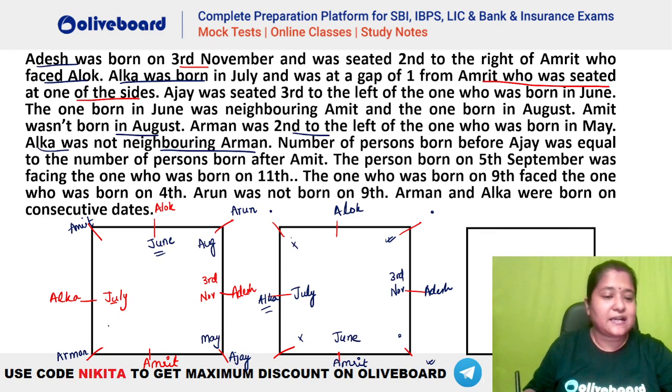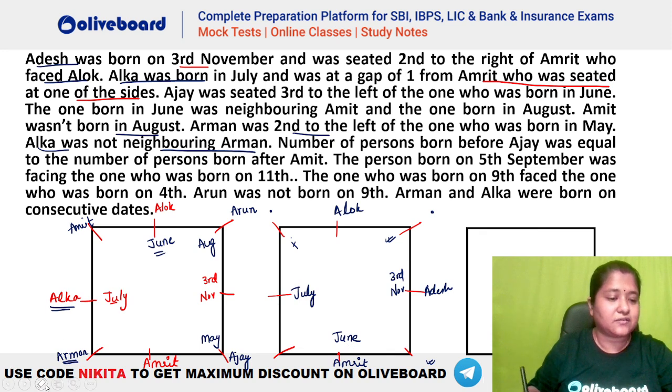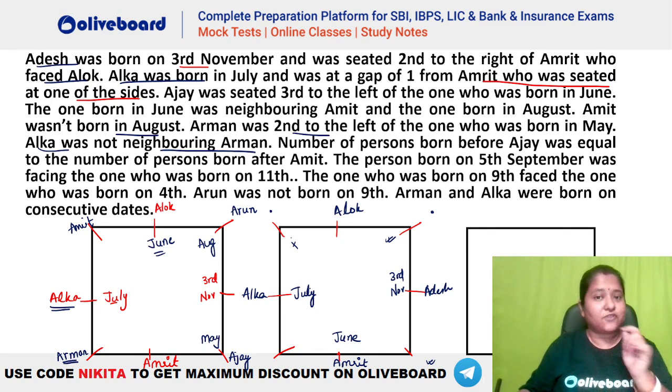Okay. So we had taken June as Alok. That was one possibility. But in that case, you will be getting Alka and Arman as neighbors, which is not a possibility. So the next case that we have missed is this one. That is, we should have your Alka here, that is, your June as Amrit here. Okay. Let's write it down. So this is the case that we are getting for June.